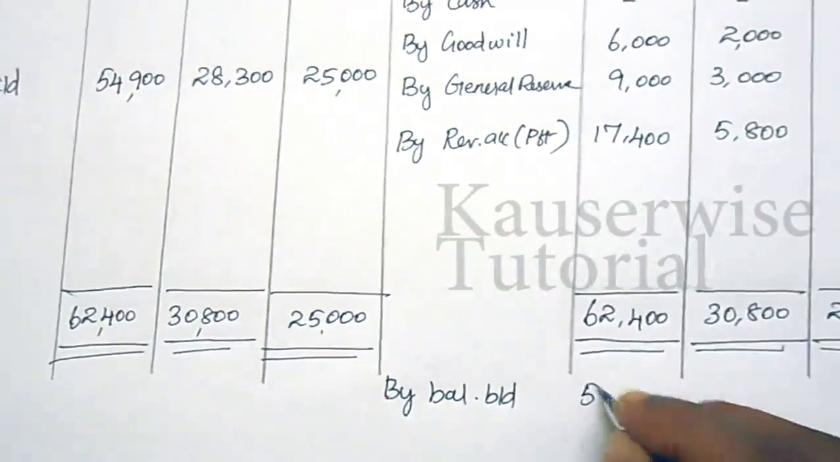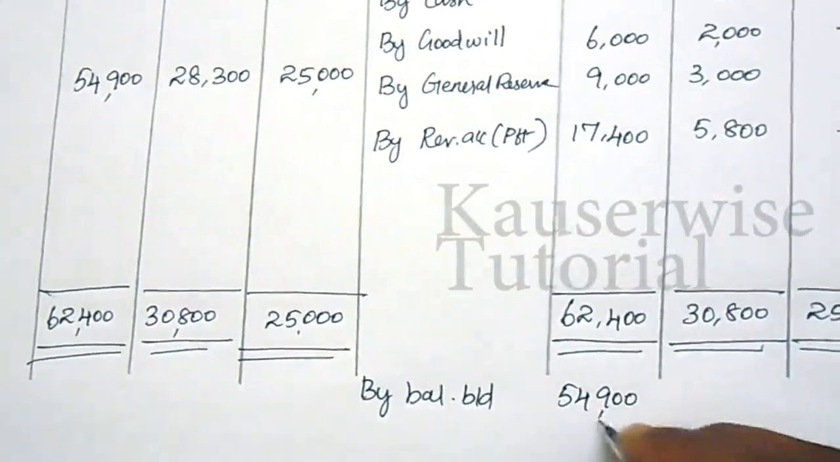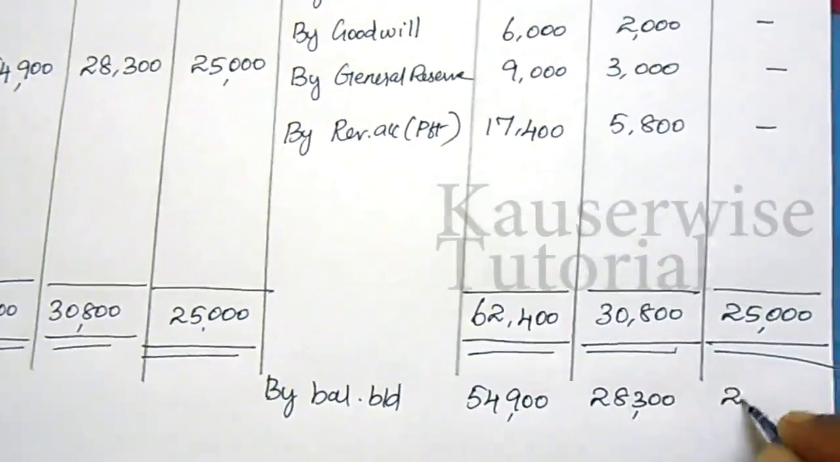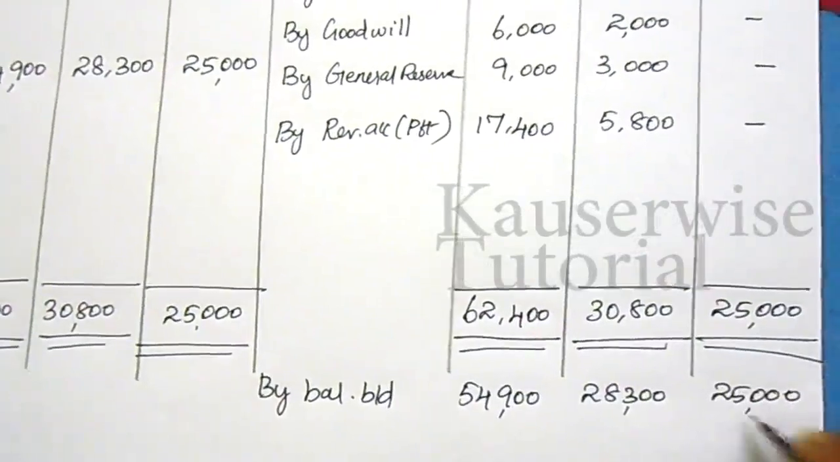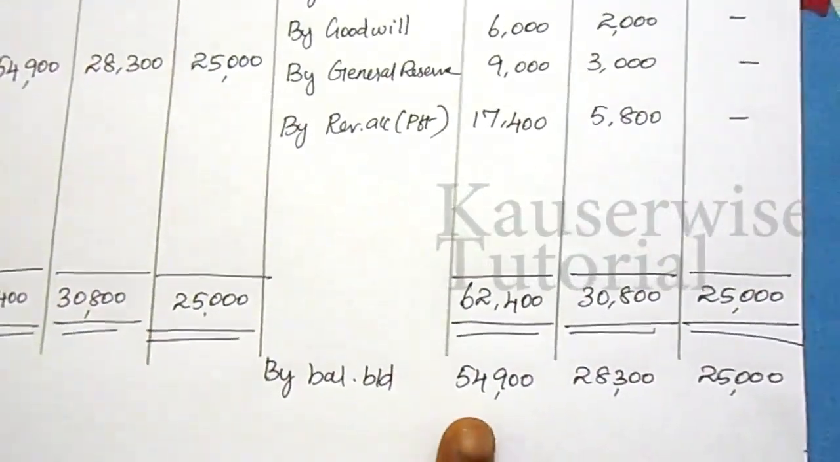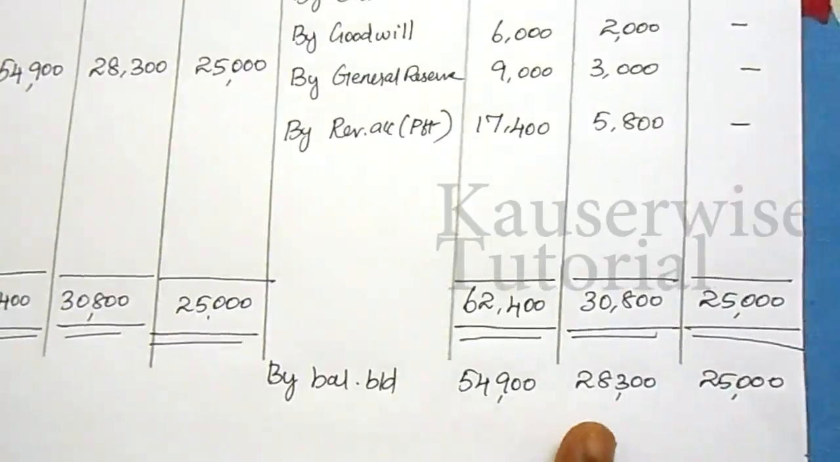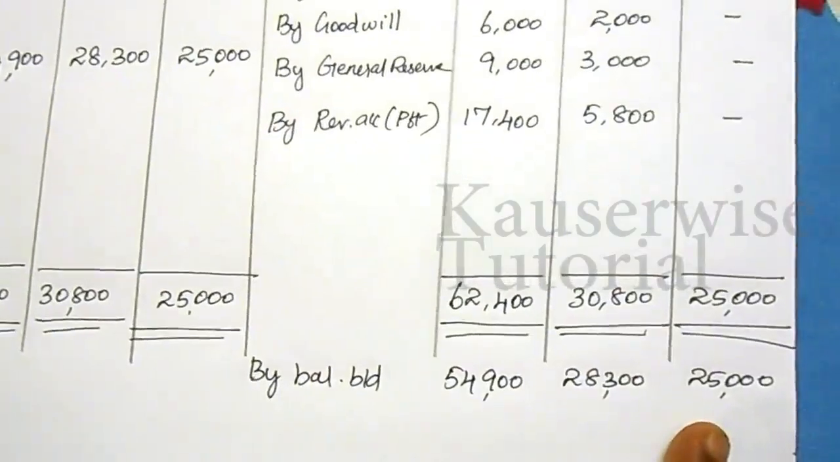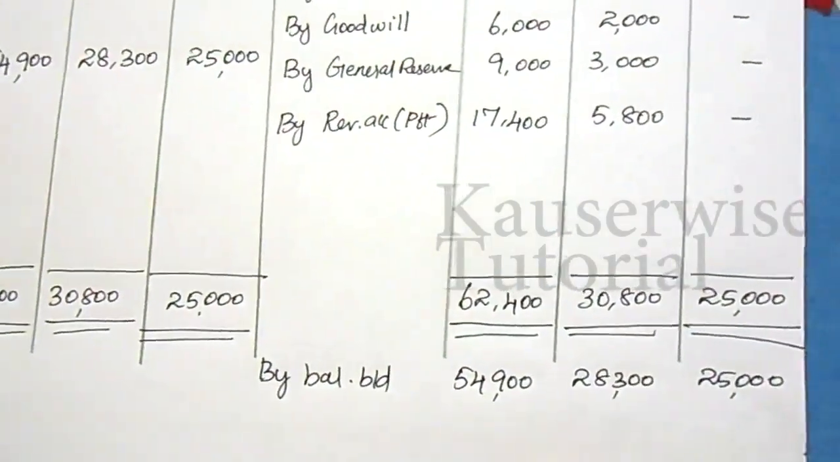For A 54,900, for B 28,300, for C 25,000. While you prepare the new balance sheet, under the liability side you have to show A's capital 54,900, B's capital 28,300 and C's capital 25,000. Now let us see the balance sheet.